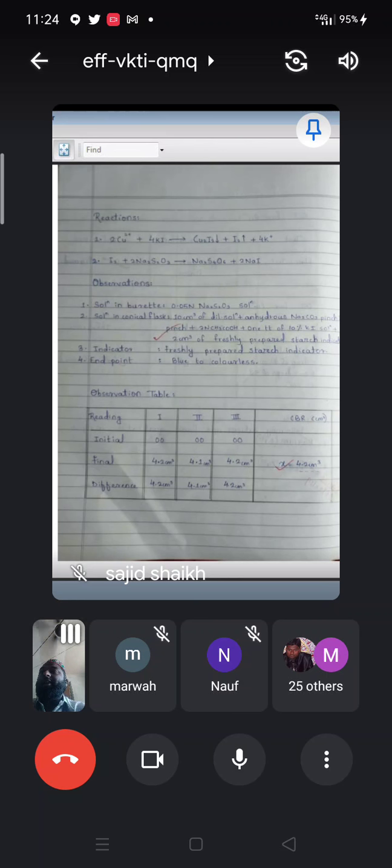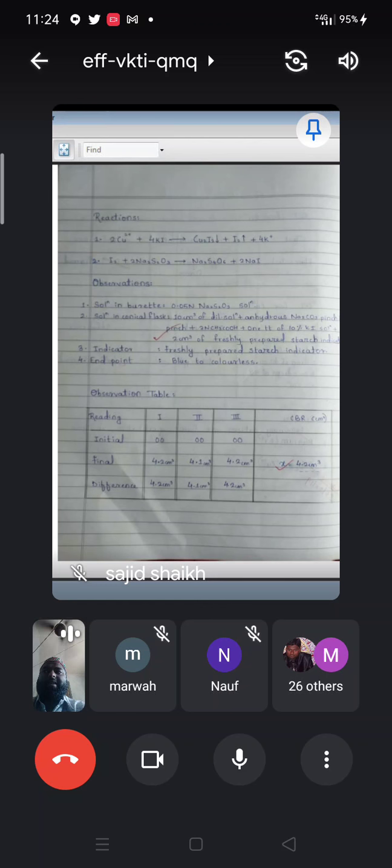Then we are going to record the burette reading in the observation table: initial, final and the difference. In the table you have to write only Roman 1, 2, 3 on the top. You have to draw a line over here, and above this write burette reading in cm cube, and below that 1, 2, 3 readings we have to take.